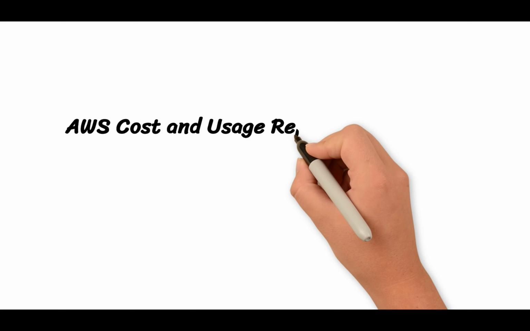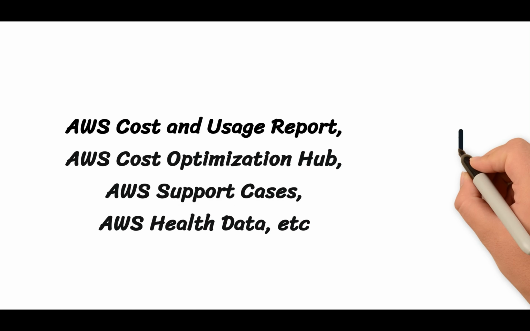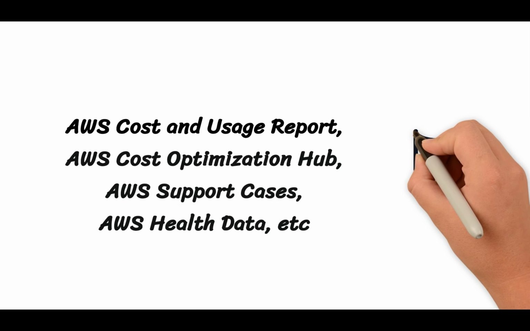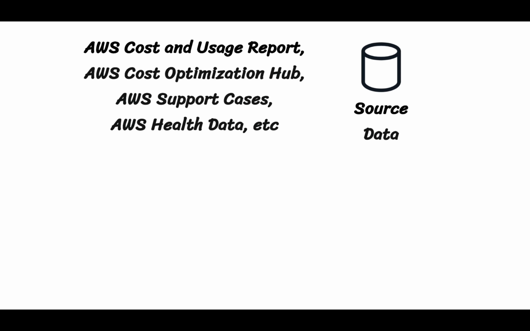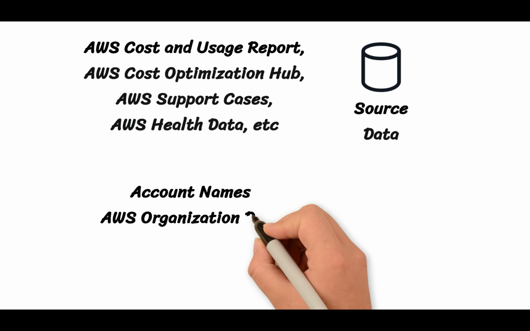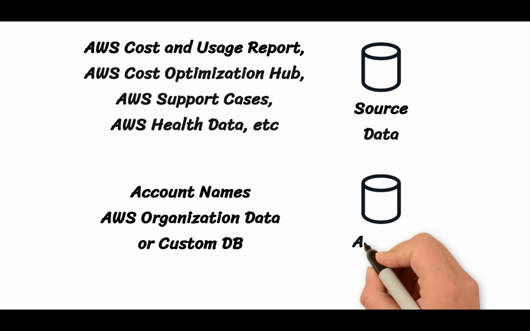So we have different dashboards in CID that leverage different data sources like AWS Cost and Usage Report, Optimization Hub, Support Cases, AWS Health Data, and so on. We can reference that as source data. And we also have, as we discussed, account taxonomy data from organization, account names, or custom databases.